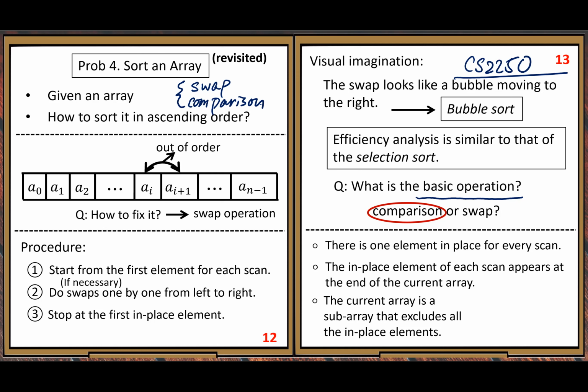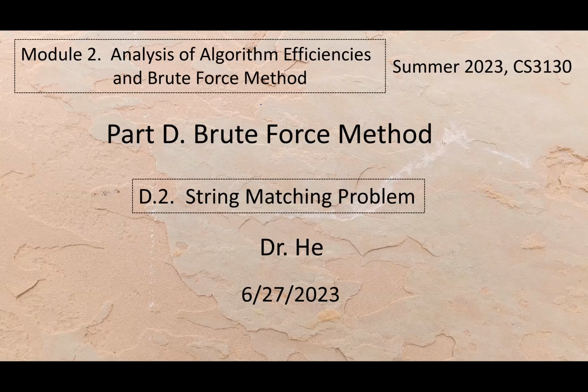So the answer is comparison. Here we do not do an explicit efficiency analysis because the result is very similar to the one in the selection sort. The best case and worst case are very similar to selection sort. When we count the number of comparisons, it is the same number as in the selection sort.